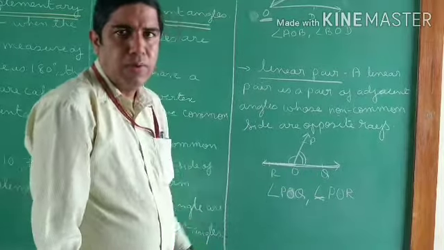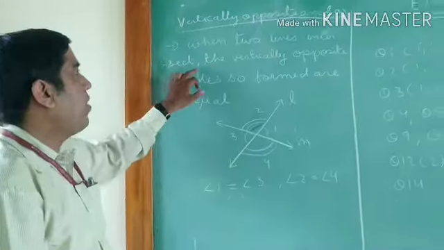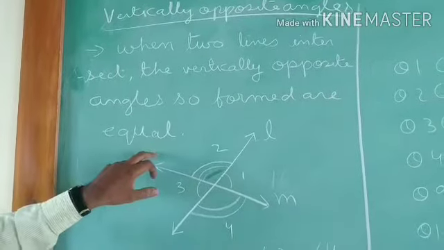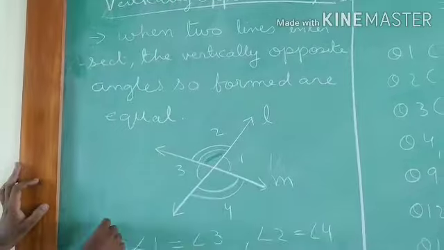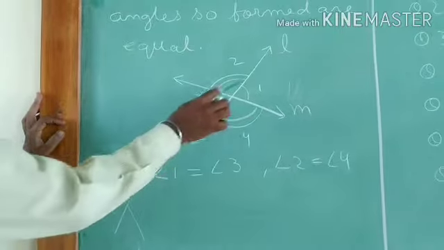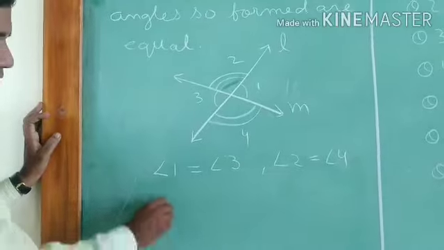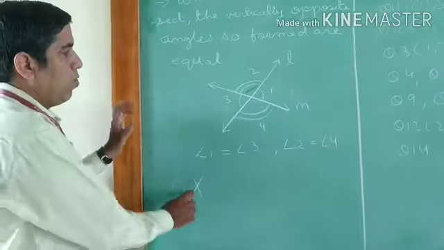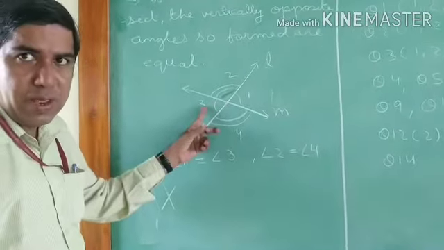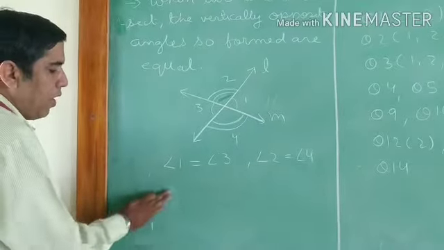Okay. Vertically opposite angles. When two lines intersect, the vertically opposite angles so formed are equal. Now when two lines intersect, we try to intersect in this way. So this angle and this angle will be equal. So they are called vertically opposite angles. It forms in the shape of X. So you can see here, angle 1 will be vertically opposite to angle 3. They will be equal. Angle 2 will be equal to angle 4. So these are called vertically opposite angles, and they are equal.